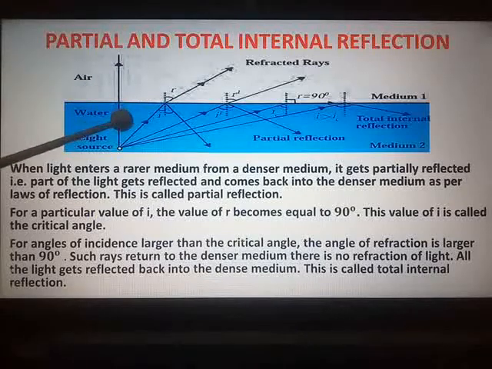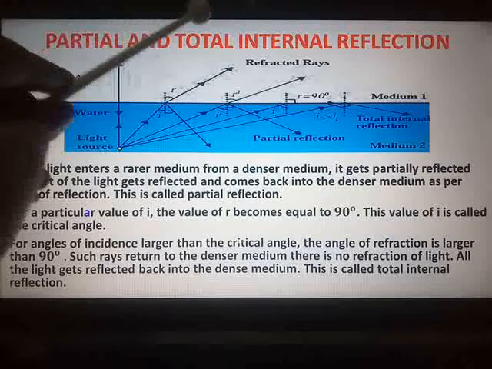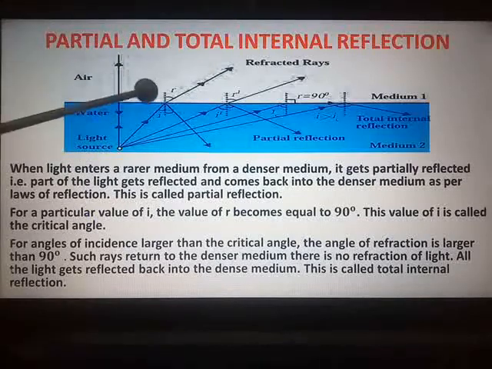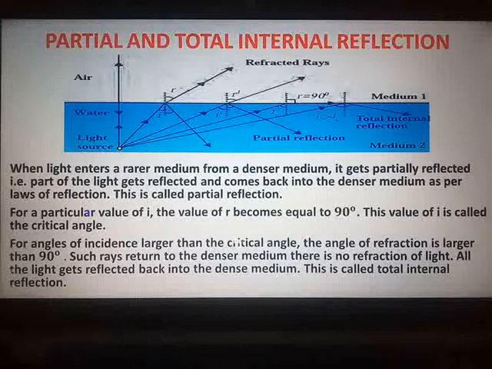You can see when the light is going from the denser to the rarer medium, it bends away from the normal. The angle of incidence is I, which is smaller than the angle of refraction, that is R. This is the angle of refraction, R. You can see here in this diagram on the left side of the figure. This is figure 6.9, which is given in the textbook. On the left hand side you can clearly see angle of incidence, angle of refraction.